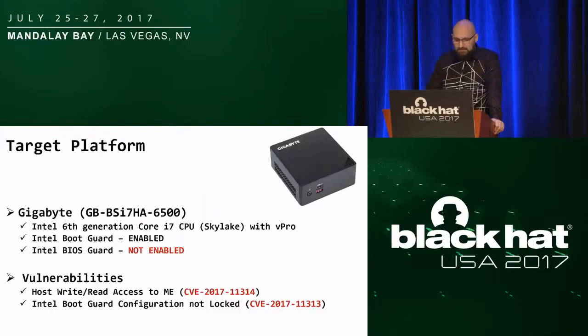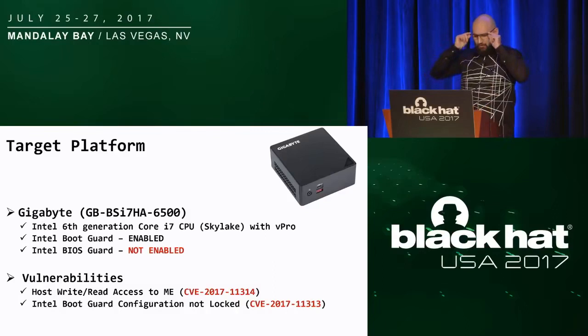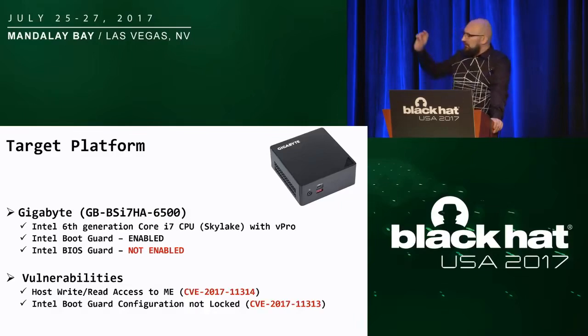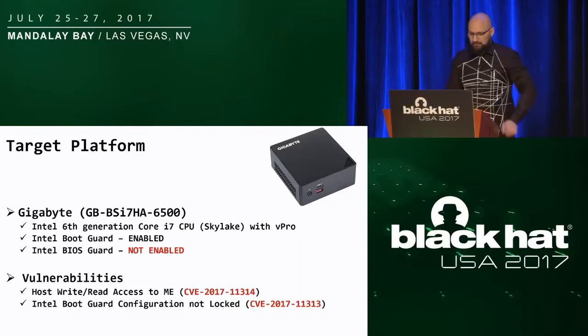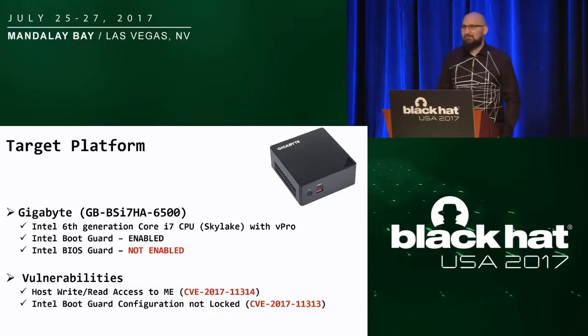This is information about our target platform. It's a Gigabyte 6th generation Core i7 with Skylake and vPro enabled. This hardware has Boot Guard enabled, but does not have BIOS Guard enabled. Actually, this CPU should have BIOS Guard enabled too, but it's not. And there are two vulnerabilities which allow us to bypass Boot Guard. One is read-write access to the EMI regions, and it allows us to change the fuse because it's not locked. And another one is that the fuse is not locked.